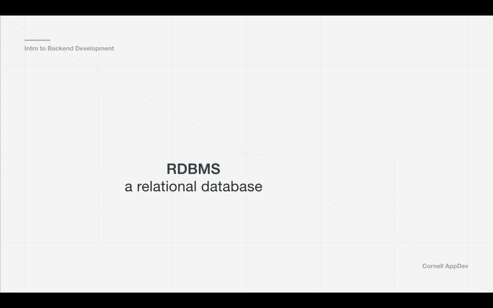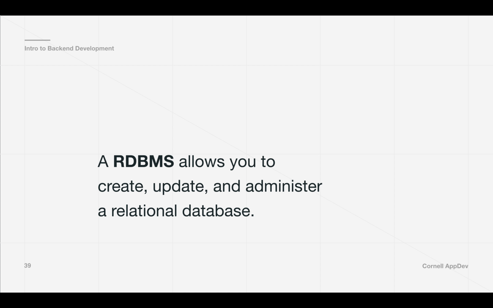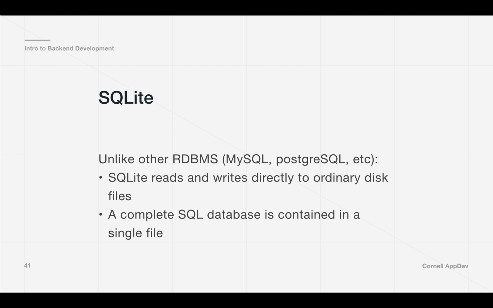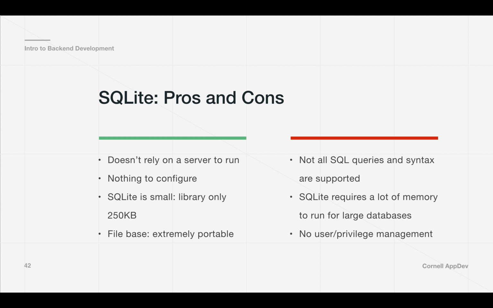SQLite is an RDBMS, and a relational database management system basically allows you to create, update, and administer a relational database. SQLite is unlike MySQL or Postgres, it's very lightweight and easy to set up. There's no installation or config necessary, and it's serverless. You don't need a server running to have this on your computer. How SQLite is different is it stores everything in an ordinary disk file. Not necessarily a text file or a JSON like we saw earlier, but a binary file that it writes to and can optimize. So your SQL database is all contained in a single file.